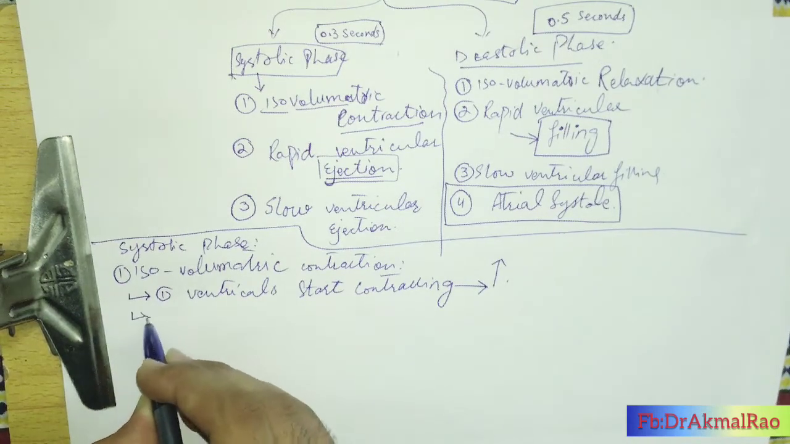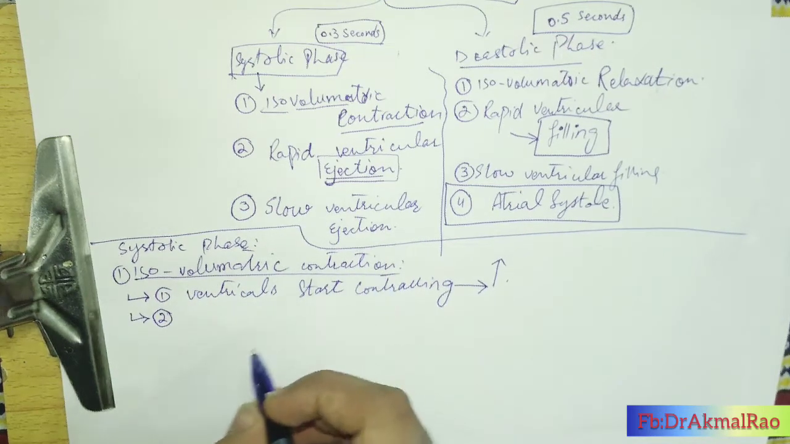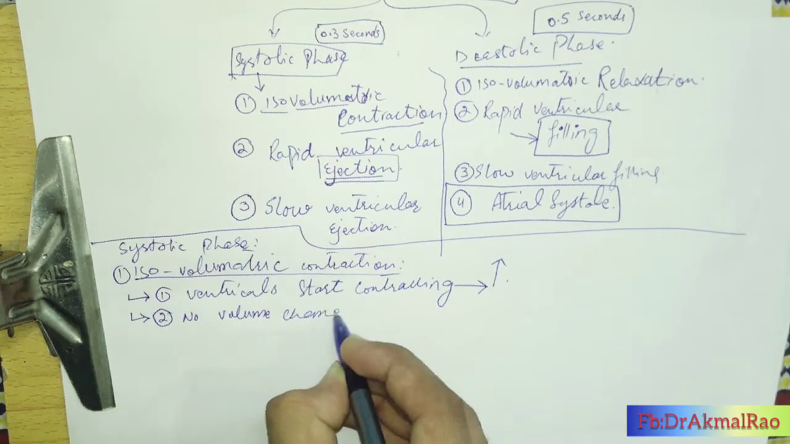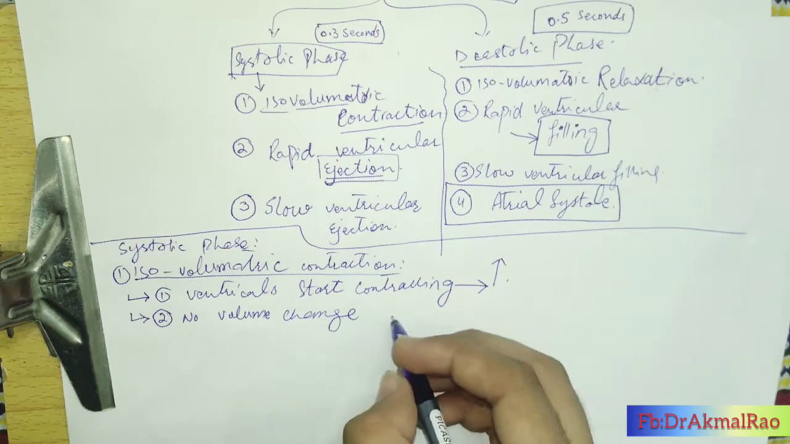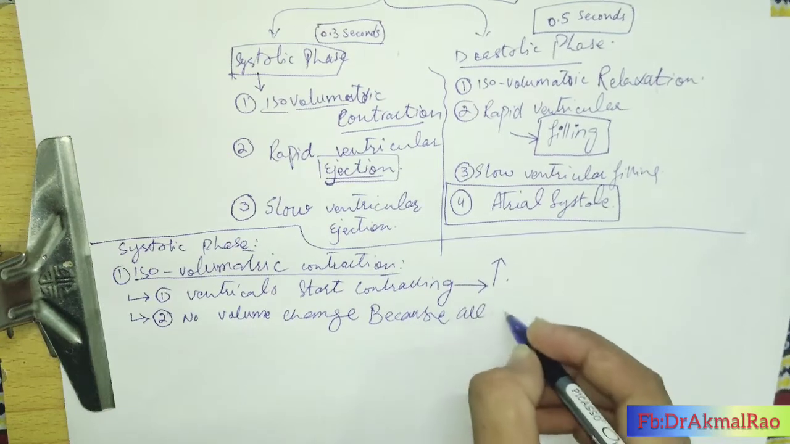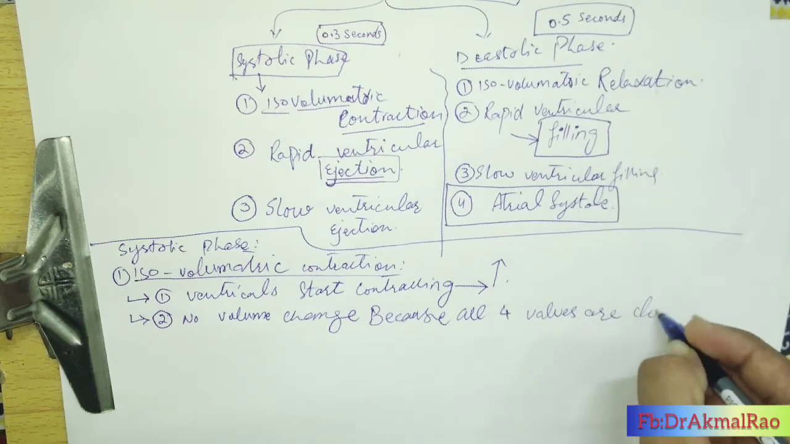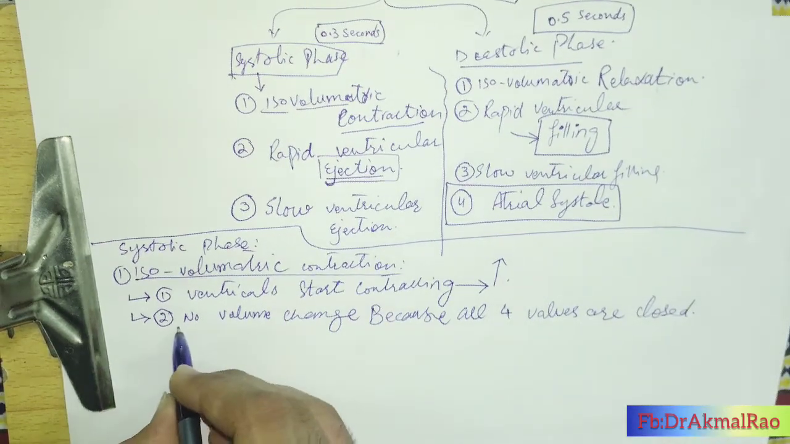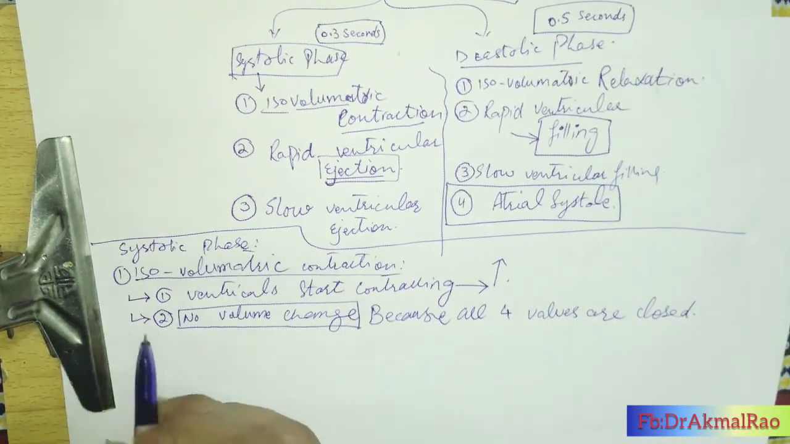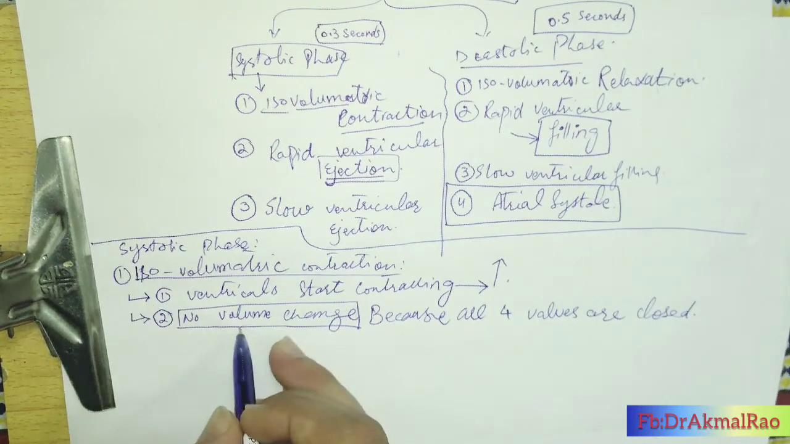The second thing that happens in isovolumetric contraction is no volume change, because all four valves are closed. This is the main point of this. Iso means same, it means there is no volume change.